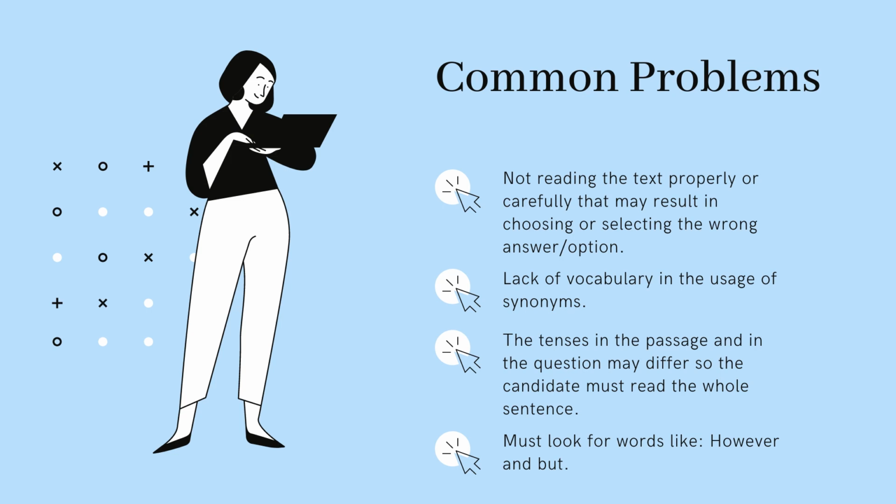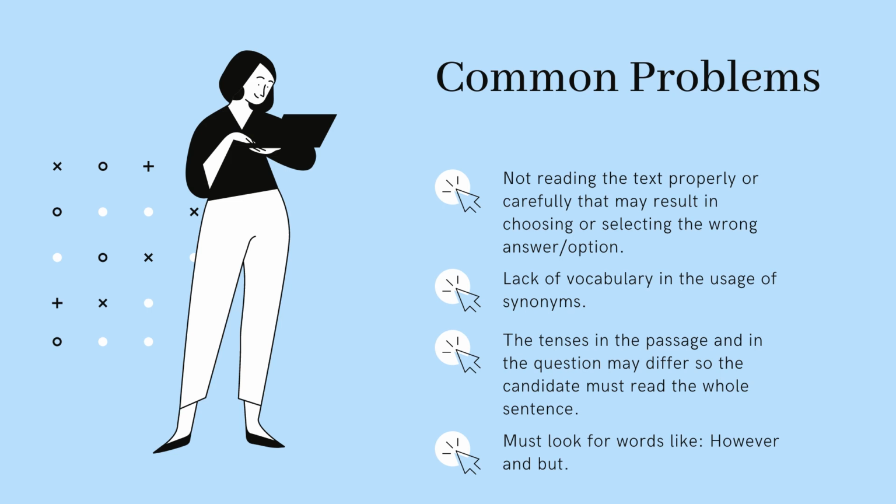Not reading sentences as a whole can create a problem, as the tense or the grammar of the sentence can differ, which can change the meaning of the given line. Often the first part of the sentence may look correct, but the second half may change its meaning. Words like however and but can change the meaning of the entire line.